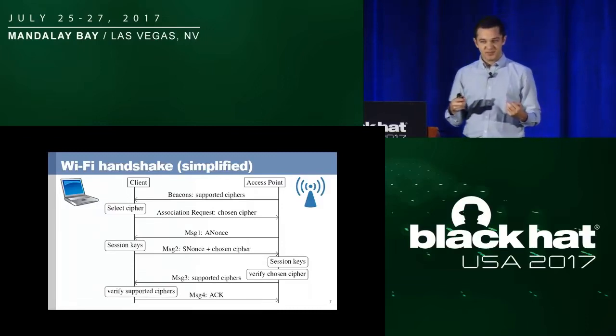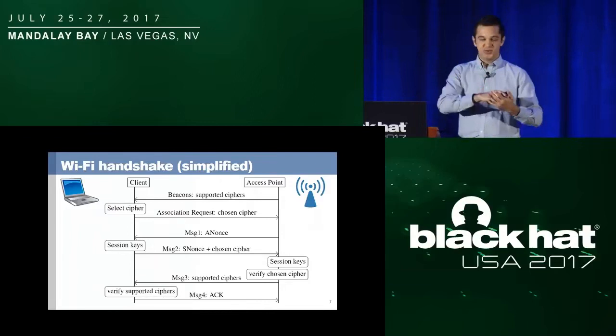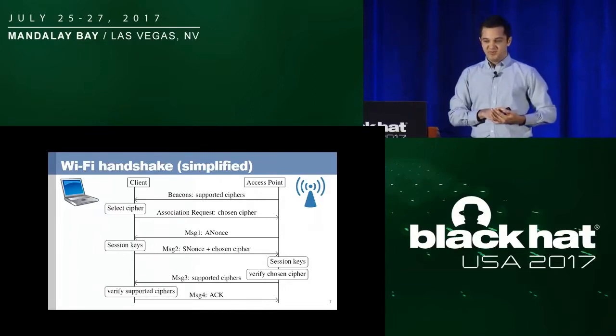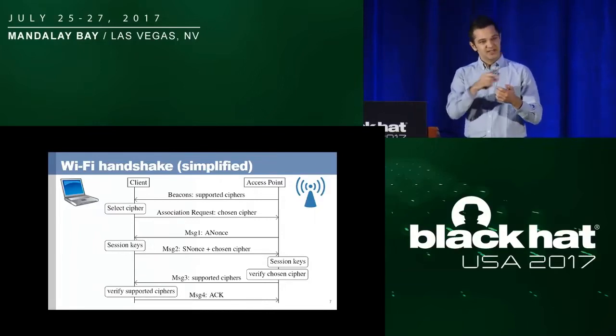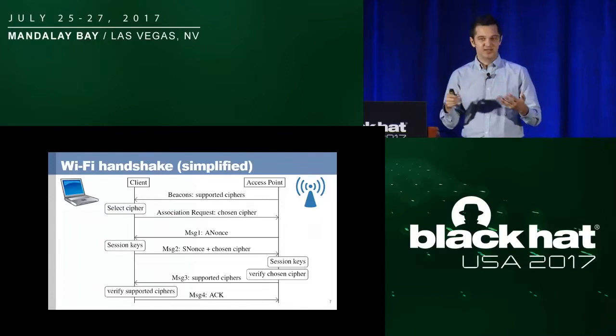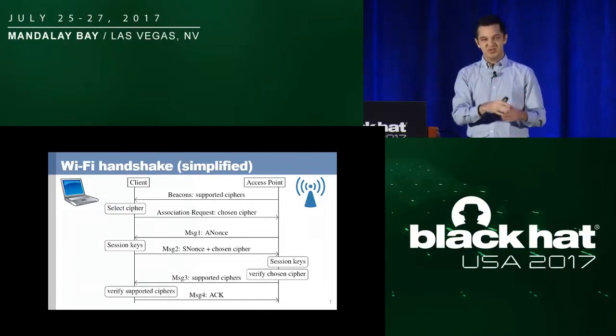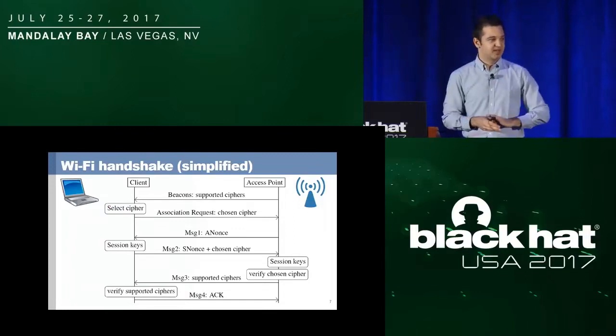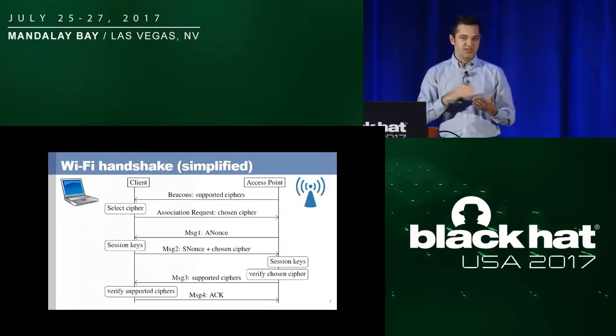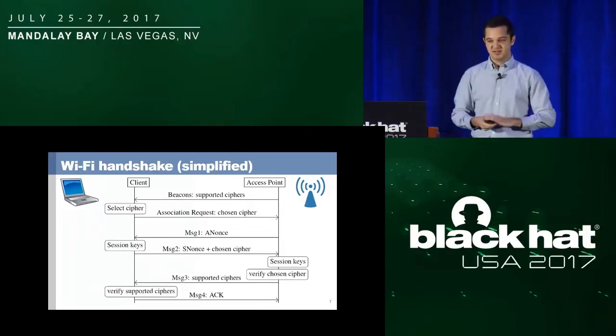And the idea here is that when a client receives this message, it can verify the cipher list that is in message 3, which is authenticated, and an attacker cannot forge this list. It will compare it to the cipher list that was in the beacon, because the beacon contains no crypto and can be forged by an attacker. And if there is a mismatch between these lists, then a downgrade attack was detected.